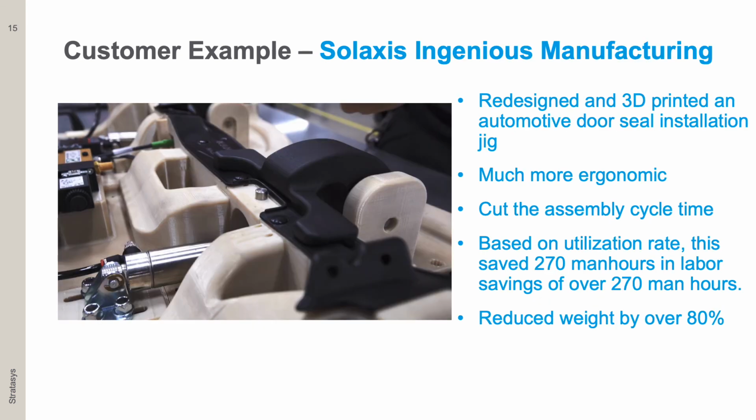Stratasys is a tooling supplier to the transportation industry. They redesigned and 3D printed a jig used to assemble automotive door seals that shaved 4 seconds off each assembly cycle. That doesn't seem like much, but at a utilization rate of 250,000 cycles per year, the result is a labor savings of over 270 man-hours. The original 150-pound weight was also reduced to 28 pounds, making it much lighter and more ergonomic.